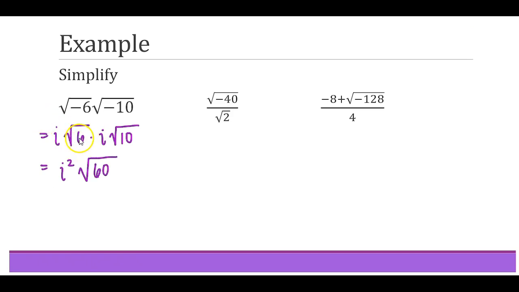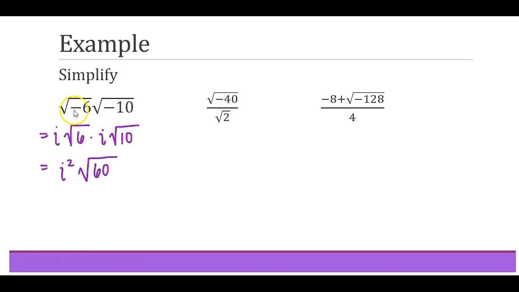When these are positive numbers underneath the square root, the 6 and the 10, I can go ahead and multiply those two parts together. So I end up with that square root of 60. And then of course the i and the i multiply together to be i squared. But I couldn't do that at the start of the problem, so just a quick little warning here.